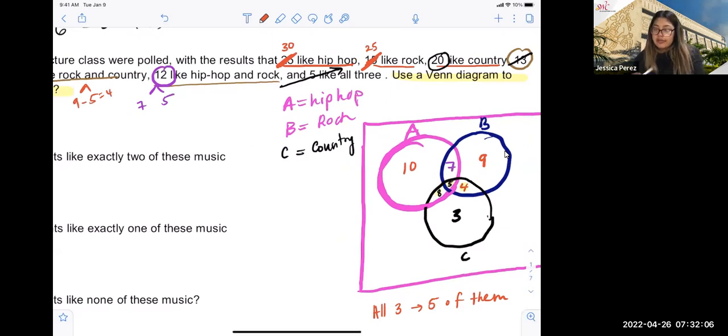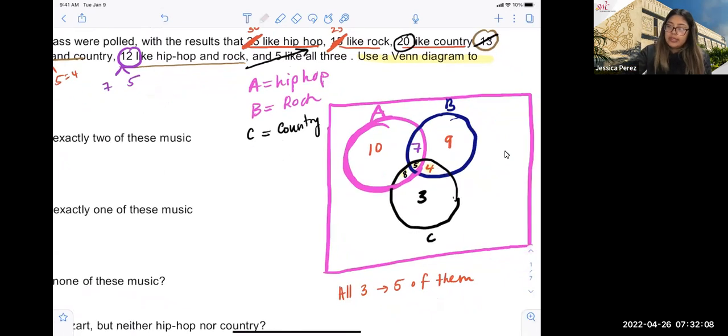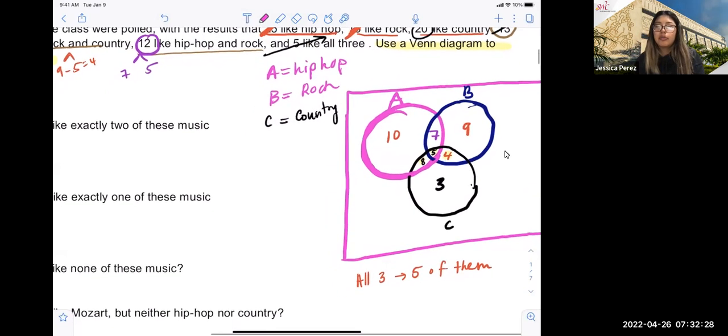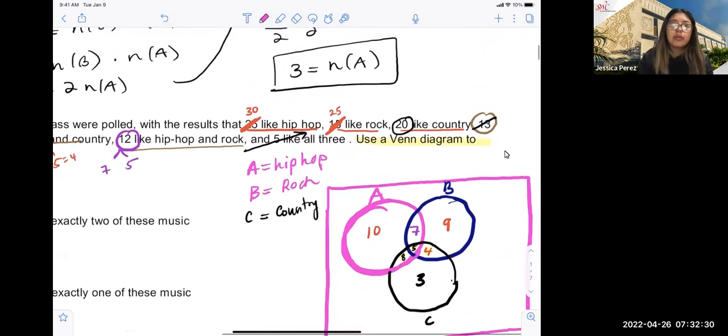So this is your Venn diagram. This is the first thing you have to do. Create your Venn diagram. Okay, so let me go back again and start from scratch. You first create your 3 circles. A is hip hop, B is rock, and C is country. 5 like all 3. So you start with the 5. You put that in the middle, then you go backwards.